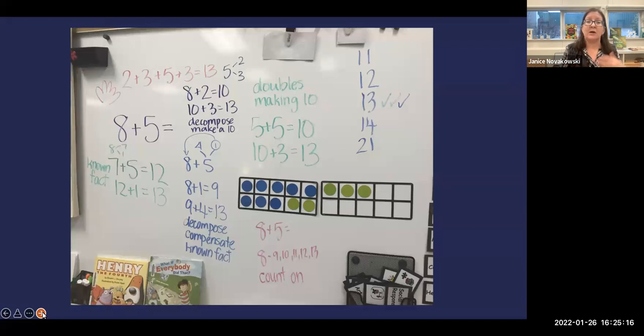I'm going to ask them, who's got a strategy? And let's see, one student said, making a double, 5 and 5 and 10. They saw the fives across the top, and then I can see that it's 3 more. So that's 13. And then I'll say, so who has a different strategy? And that's part of the discourse and part of the listening.